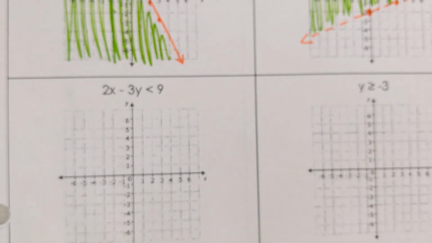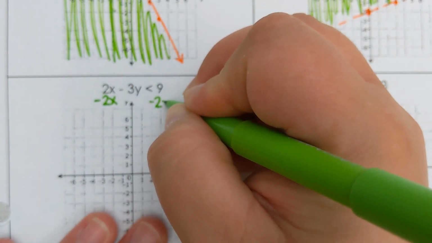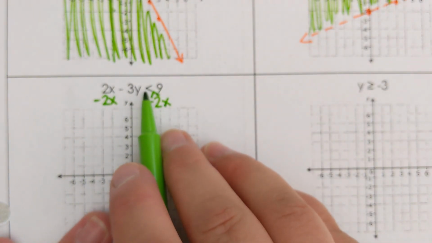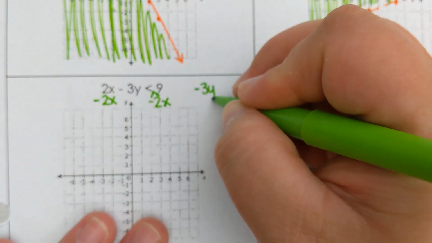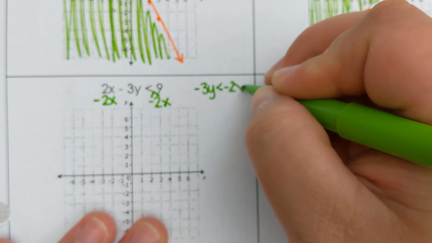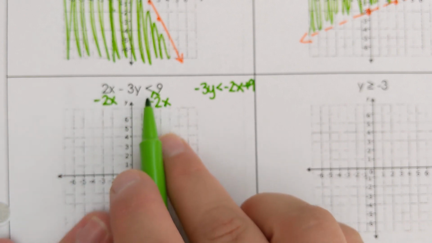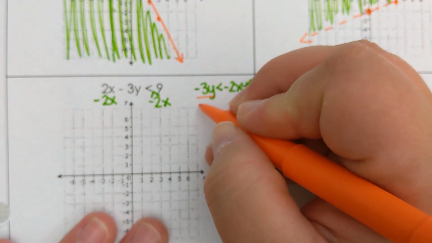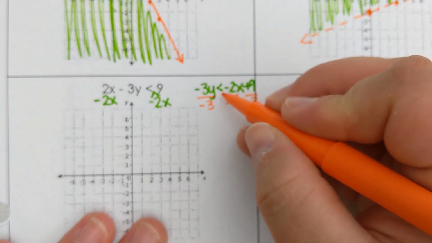Now this next one is not solved for y yet, and I need to do that. So what I'm going to do is subtract this 2x to the other side. Remember that we like to put it in between the symbol, it was an equal sign before, and the 9. So that gives me negative 3y is less than negative 2x plus 9. So I'm just moving this over to the other side. It's becoming negative 2x. Then I need to divide everything by the negative 3 that's in front of y. And since I'm dividing by a negative, this sign has to flip.